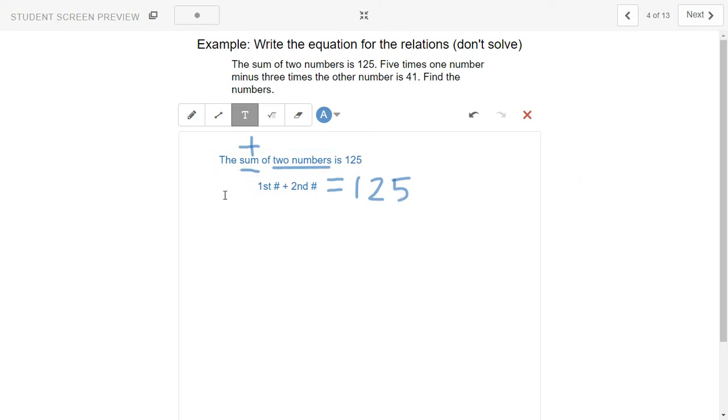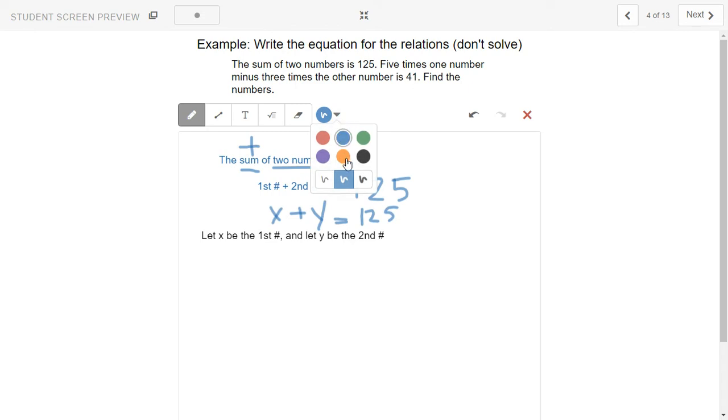Now let's identify our variables. We could say let x be the first number and let y be the second number. So with this let statement, my equation would now be x plus y is equal to 125. This is our first equation.